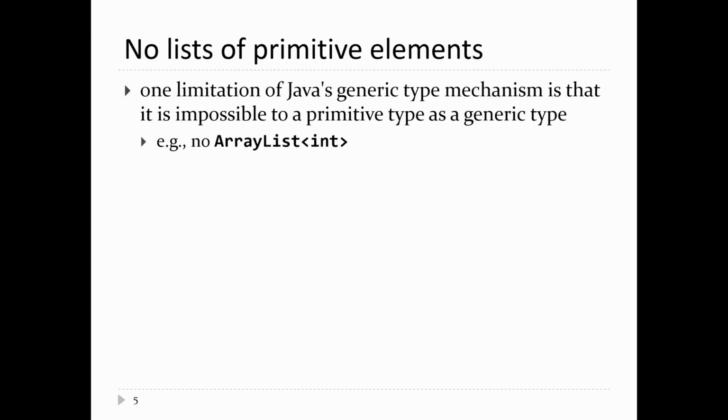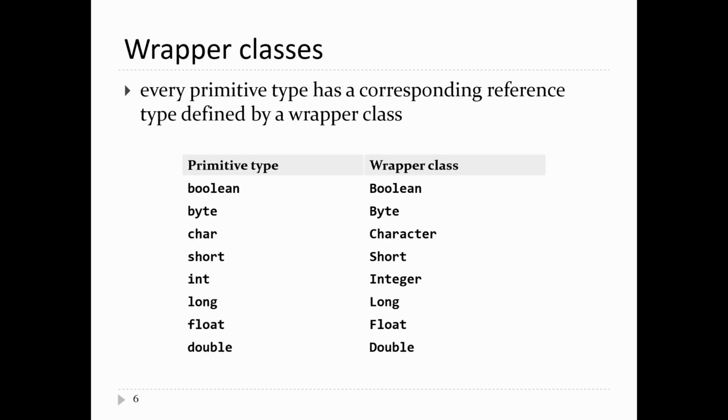All right, so there's another limitation in Java's generic type mechanism. You can't make a list where the elements have primitive type, which is actually kind of annoying. For example, I can't make an ArrayList of int, because int is primitive. The way they got around this problem was that they created a class that corresponds to every primitive type. So for little b boolean, there's a corresponding type, big B Boolean. Now when you want a boolean, you should use little b boolean.